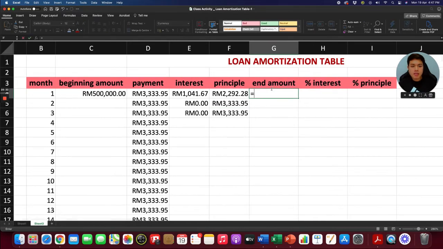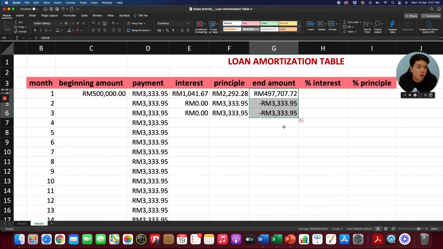Ending amount is your beginning amount minus principal. Beginning amount minus principal, and then you click enter. So you get 499.707 here. And as usual, you can drag one more time. Yes. But you'll get negative amount. Don't worry. Okay, don't worry.